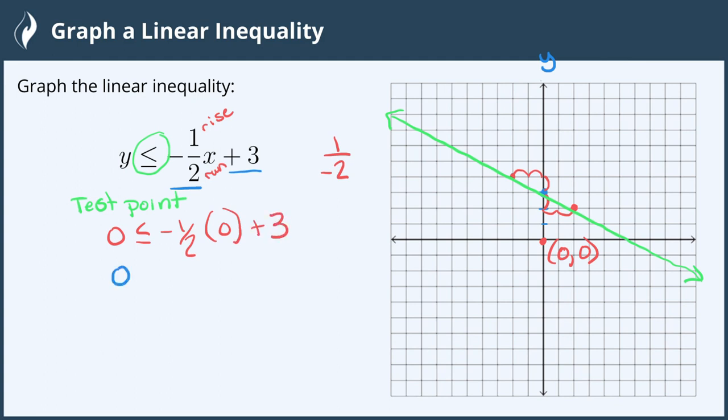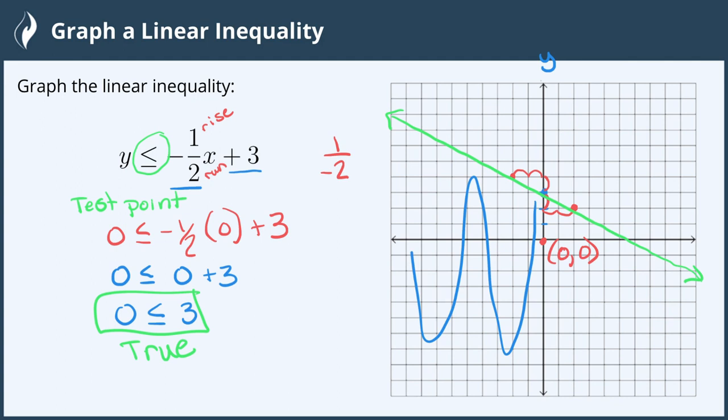0 on the left doesn't have any operations, so it's still just 0. Is less than or equal to -1/2 times 0 is 0, plus 3. 0 plus 3 is 3. And we end up with a statement that says 0 is less than or equal to 3. This is true. 0 is less than or equal to 3. This means that our test point of 0, 0 should be included in the shaded region. So this means that we will be shading down here to include the 0, 0.